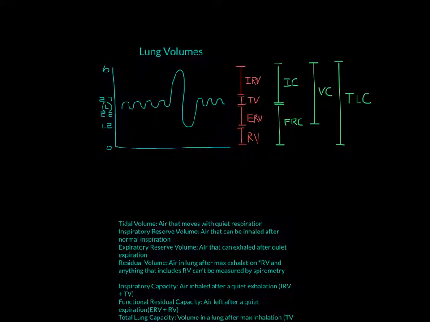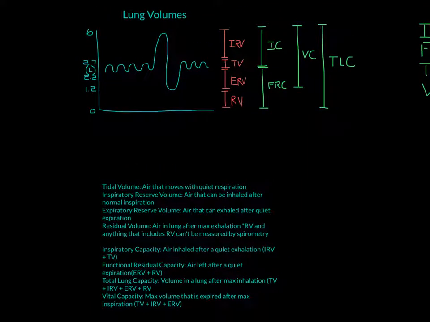The first one we'll go over is inspiratory capacity. Inspiratory capacity is made up of both tidal volume and inspiratory reserve volume, right? So what does that mean? It's just the air inhaled after a quiet exhalation. So after you exhale, right here, how much more can you go up? Because remember that inspiratory reserve volume is from here to here, but inspiratory capacity would be all the way down here, all the way up here. And that's inspiratory capacity.